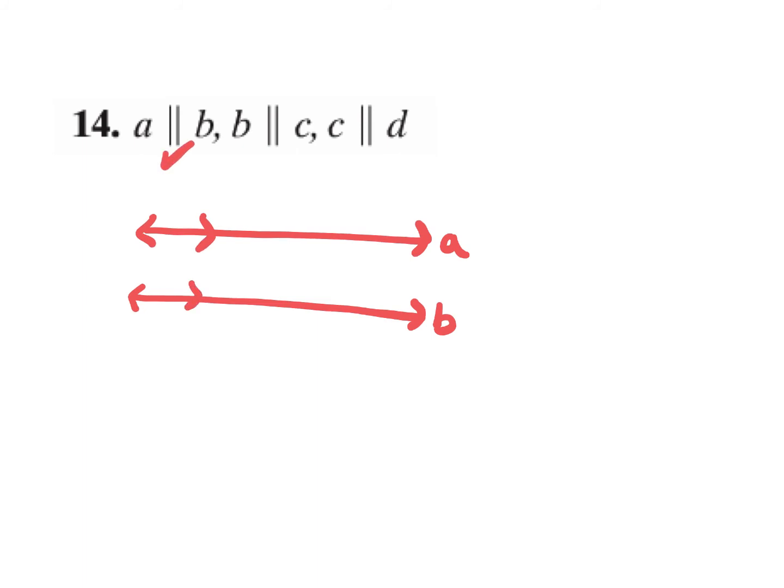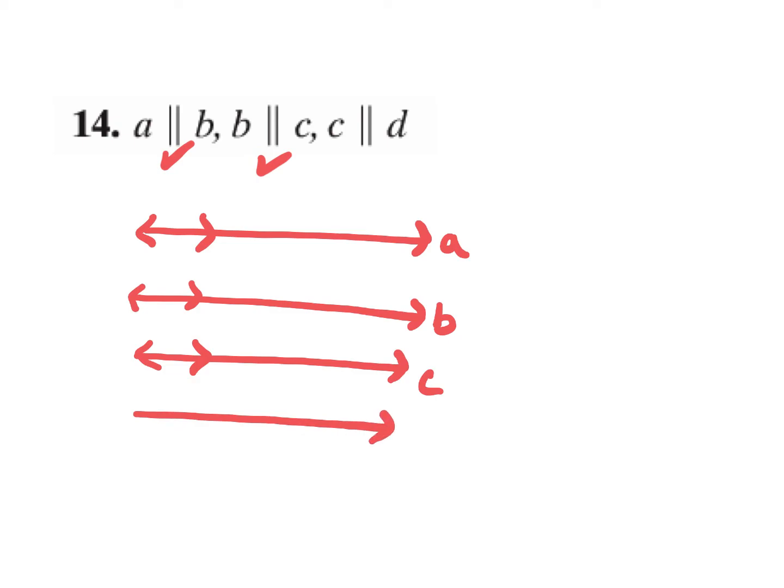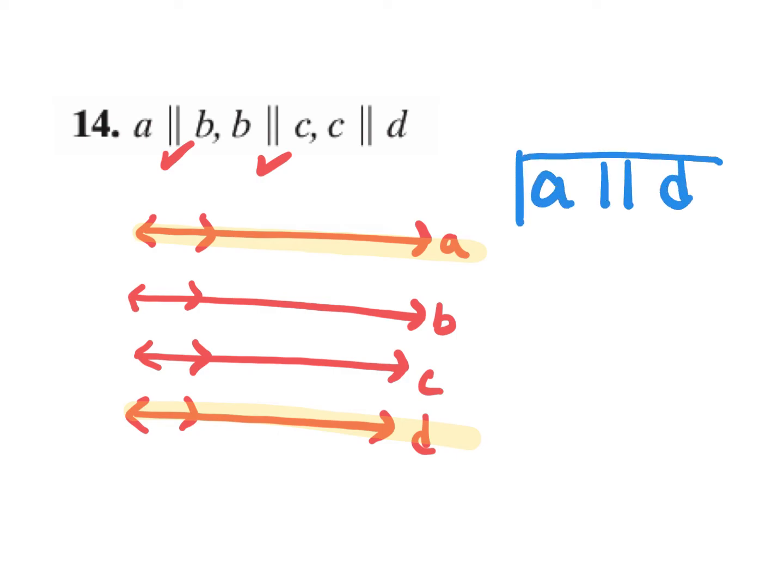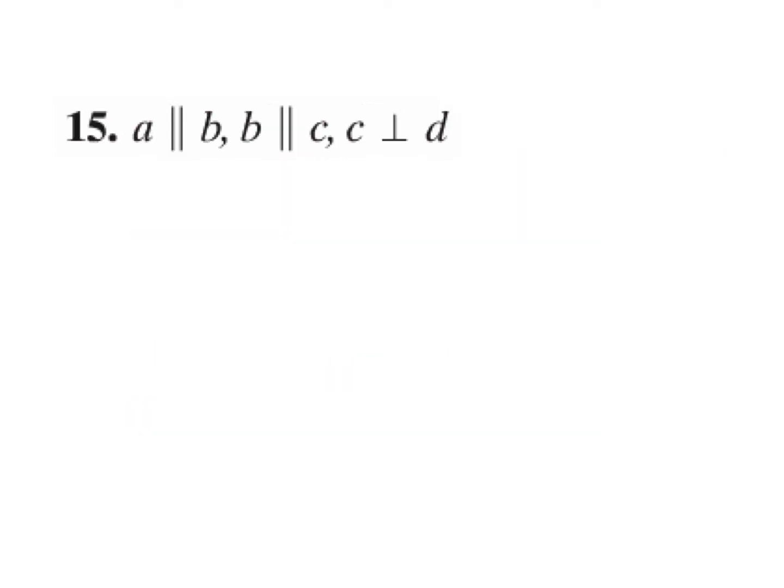Now I need to draw on line C that is also parallel to this. So I'm going to draw on line C, so it's also parallel. Then I need to add line D, which is also parallel. Now what the question is asking us is what is the relationship between A and D? What we can see is this is line A and this is line D, and these two lines are parallel. So we say that A is parallel to D as your final answer.